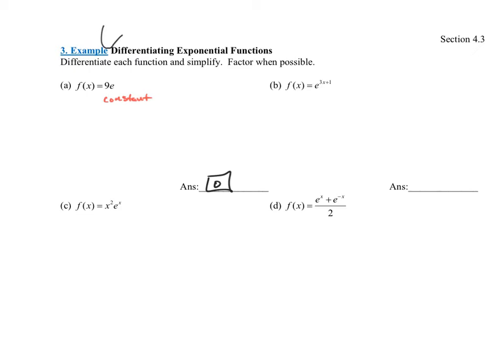Function meaning that you have to have x in the exponent. Here we don't even have x. We are just dealing with a constant. Remember, e is a number. This is a constant. The derivative of a constant is 0.